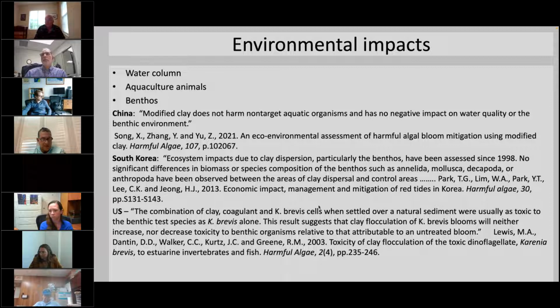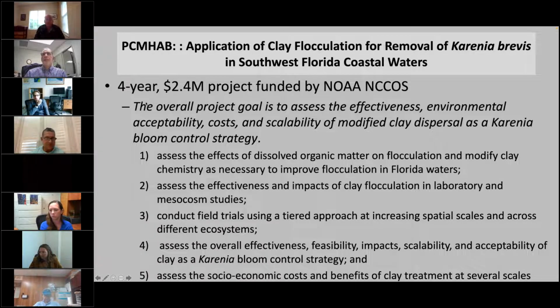Okay, so what we have now gotten a year or so ago is a 4-year project funded by NOAA through this PCM-HAB program. And our goal is to assess the effectiveness, environmental acceptability, costs, and scalability of this clay as a bloom control strategy. And I won't go through all of the different elements of that, other than to point out why I'm talking to you is here. We plan to conduct field trials using a tiered approach at increasing scales and across different ecosystems. And I'll show you a little bit about what that means.